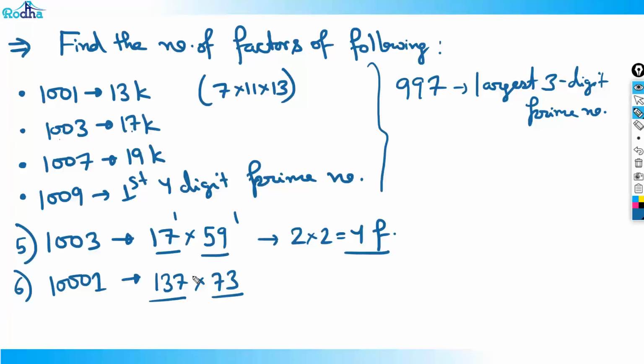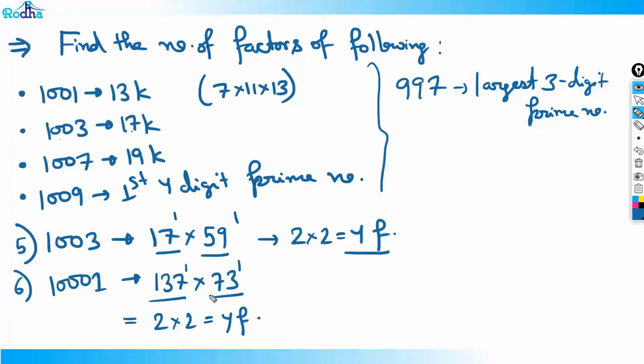Okay. So what is 10,001? 137 into 73. And in the prime number videos, we have discussed that all these are prime numbers, right? So both have got power 1. In terms of prime basis, how many factors? 2 into 2, total 4 factors.